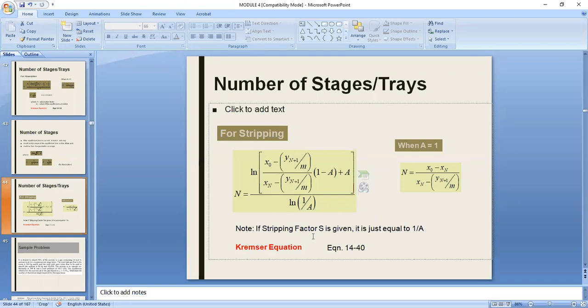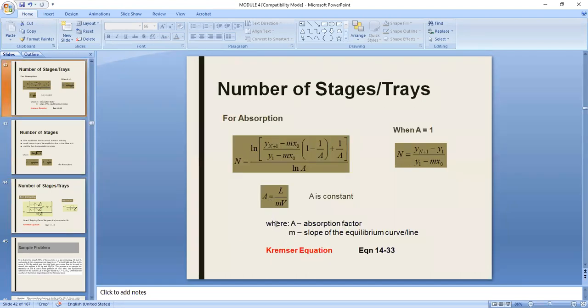Now, the stripping factor is equivalent to 1 over A. So meaning, the formula that is given to you here for A, for the stripping factor, that would be mV over L, because your stripping factor S is just 1 over A. So you just take the reciprocal of this. In the same manner that you have taken the geometric mean of the A to be sure whether your operating line would be straight or curved, you do the same for stripping.